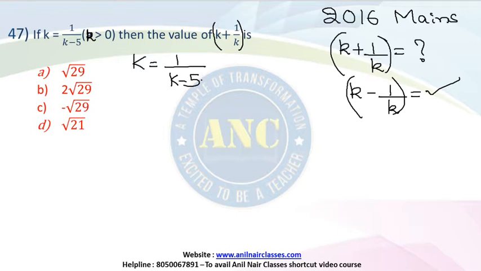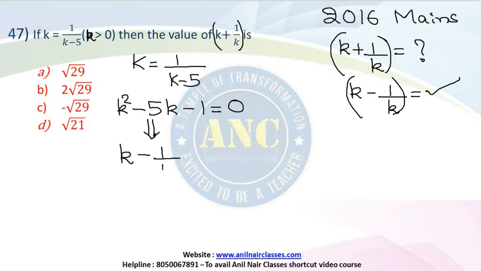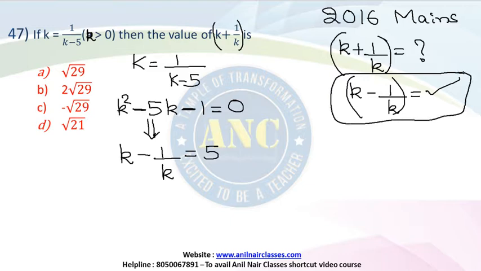Right? That means what I will do is, I will just cross multiply. This becomes k into k, k square. K into minus 5 is minus 5k is equal to 1, or k square minus 5k minus 1 is equal to 0, right? Whenever you have this kind of quadratic equation, very easily you can find k plus 1 by k or k minus 1 by k. But from this equation we can find k minus 1 by k. Why? Because the constant is having negative sign. So k minus 1 by k, minus 5 shifted to the right hand side, it becomes plus 5. Now we know the value of k minus 1 by k. Finding out k plus 1 by k is definitely not a difficult task.